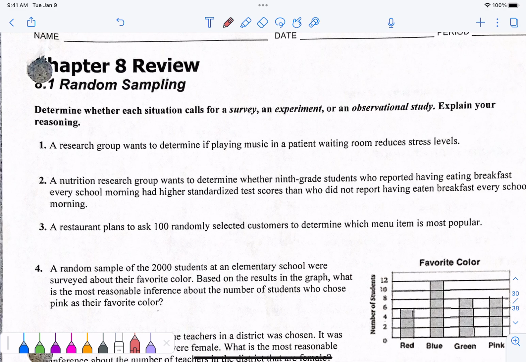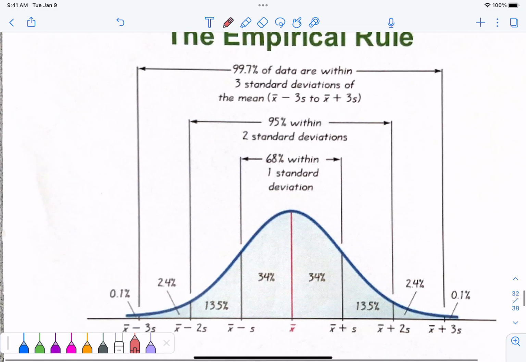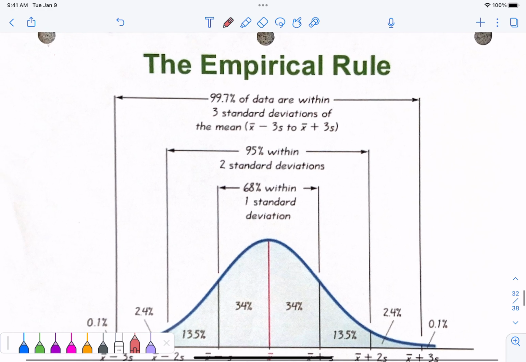We are doing the front half of Chapter 8 review today. We are also going to add some formulas to this paper, and this is the paper that you get to use with your test, okay? We're gonna test over this chapter on probably Friday.